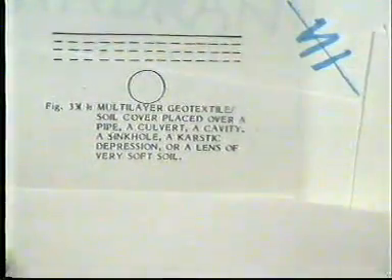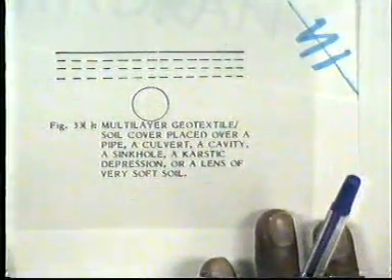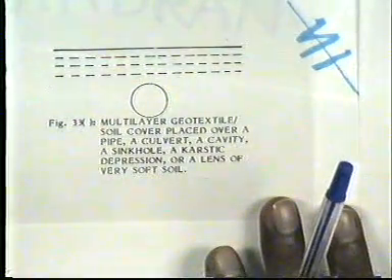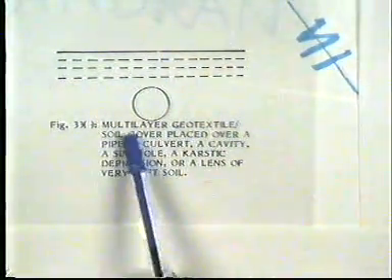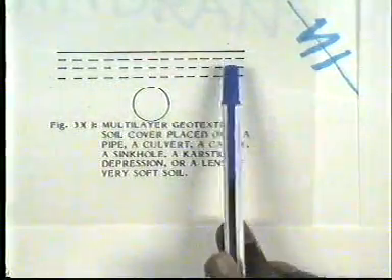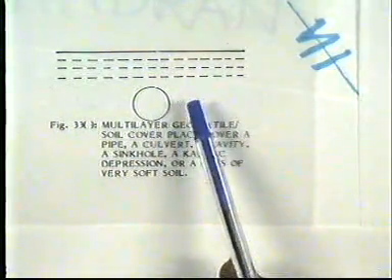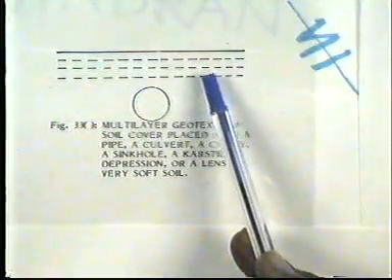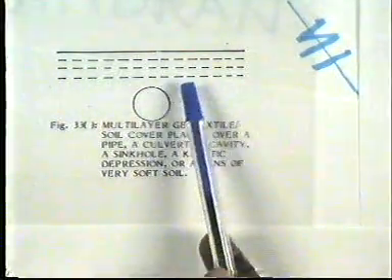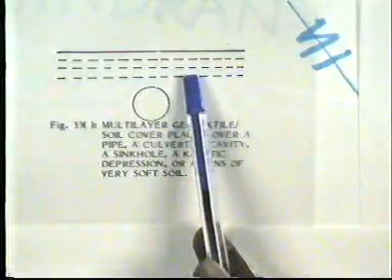Now this is the area where the geosynthetics material also acts as a reinforcement. This is a multi-layer geotextile soil cover placed over a pipe or a culvert, a cavity or a sinkhole or a lens of very soft soil. Here the geosynthetics material acts as a reinforcement.